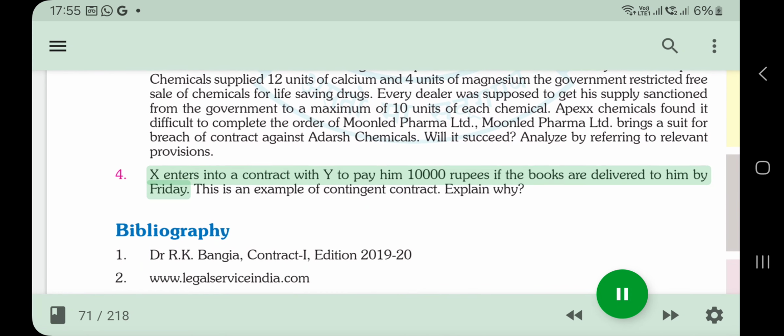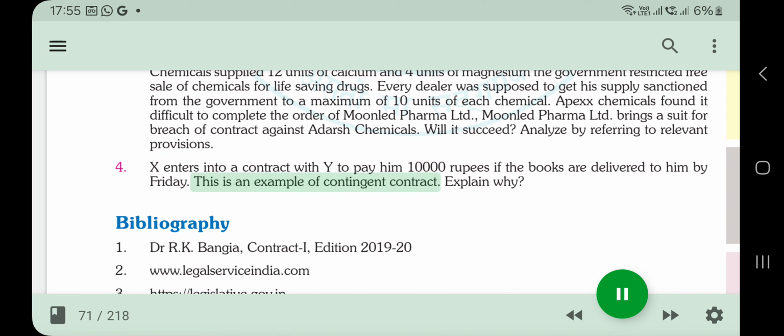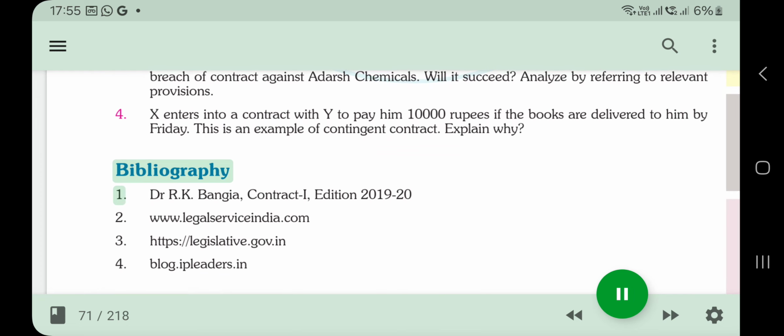4. X enters into a contract with Y to pay him 10,000 rupees if the books are delivered to him by Friday. This is an example of a contingent contract. Explain why.